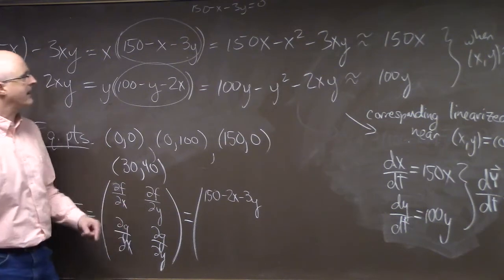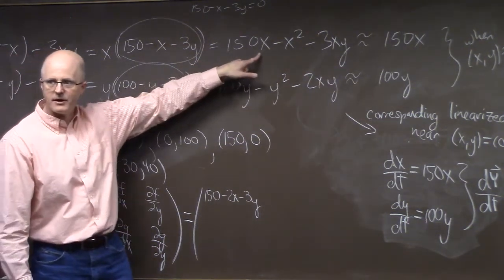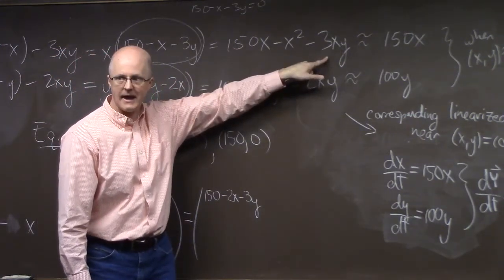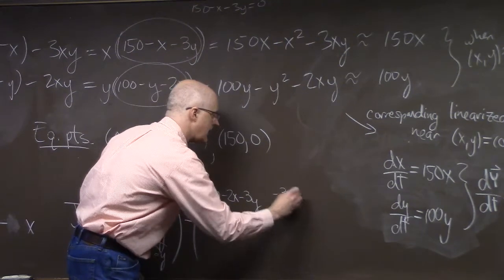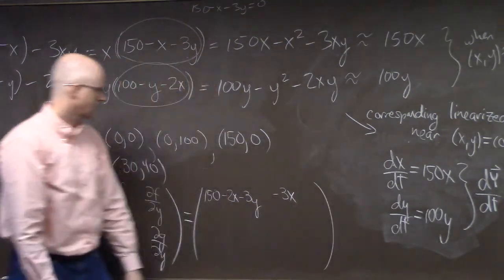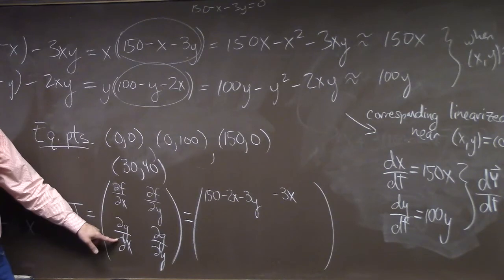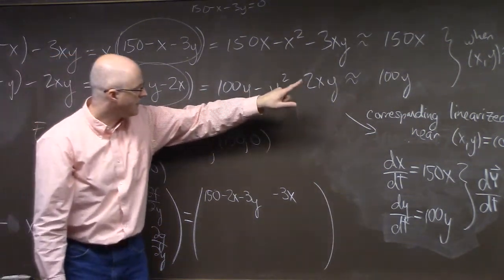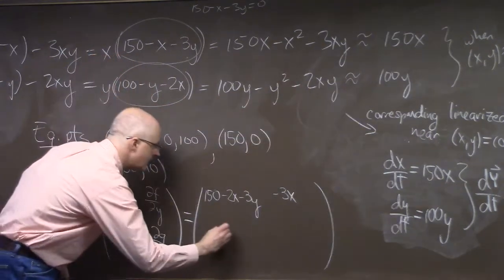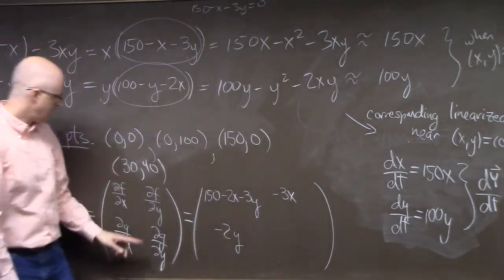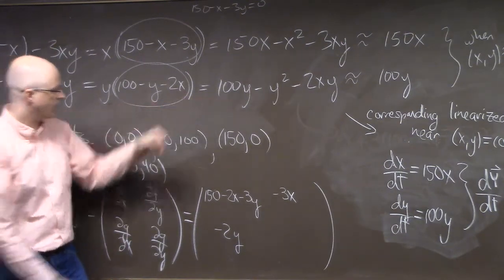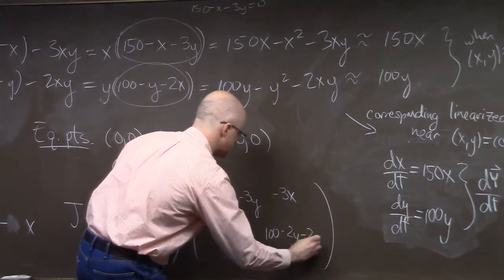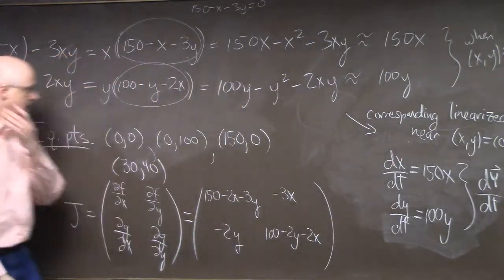Now differentiate with respect to y. Treat the x as a constant, so when you differentiate with respect to y, that becomes 0, negative 3x. It's the upper right entry. Differentiate g with respect to x. Treat the y like a constant. Get 0, negative 2y. Then differentiate g with respect to y, treat the x as a constant, get 100 minus 2y minus 2x. There's your general Jacobian matrix.